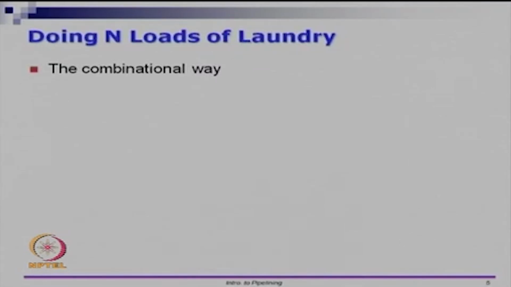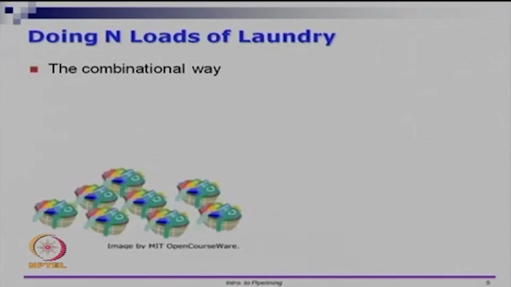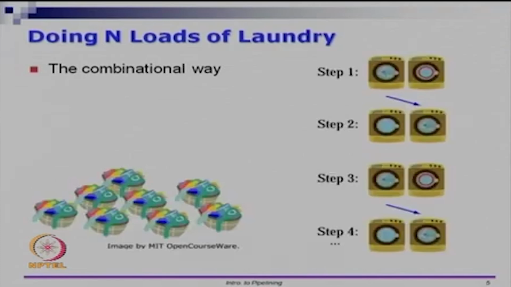So, I have some number n, and if you want to do it in what is called the combinational way, or the non-smart way of doing it, I have so many clothes, and in step 1 I will take one of these laundry baskets, wash it, that will take 30 minutes, then I will take those clothes which are washed, put them in the dryer, that will take 60 minutes. So, in 90 minutes one load is done.